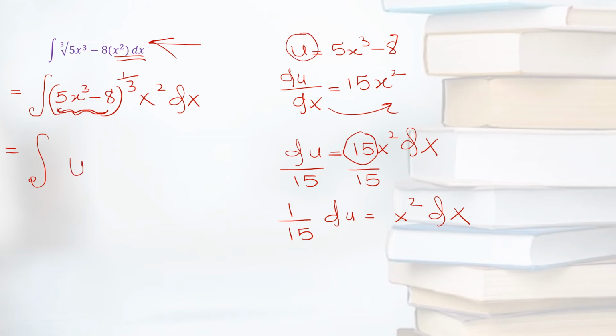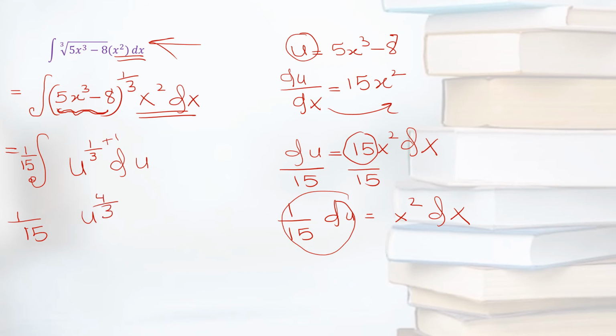So write down u to the power 1 over 3. Now x squared dx can be replaced by 1 over 15 du. Write down the 1 over 15 in the beginning and du at the last. Now 1 over 15 as it is, applying the power rule, u to the power 1 over 3, if you add 1 to the power, it gives you u to the power 4 over 3 divided by 4 over 3.